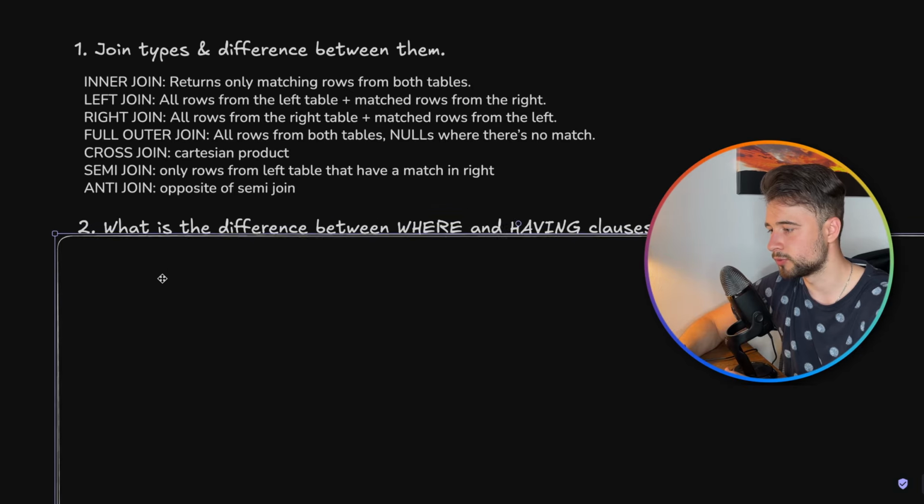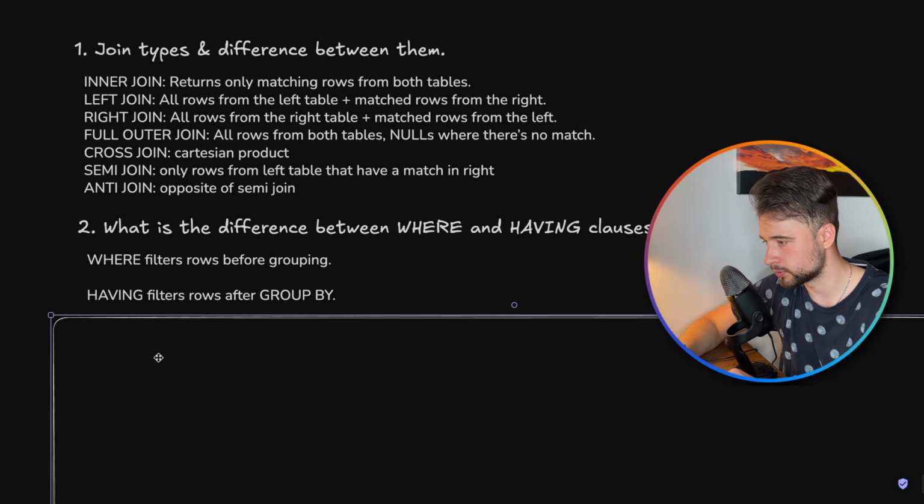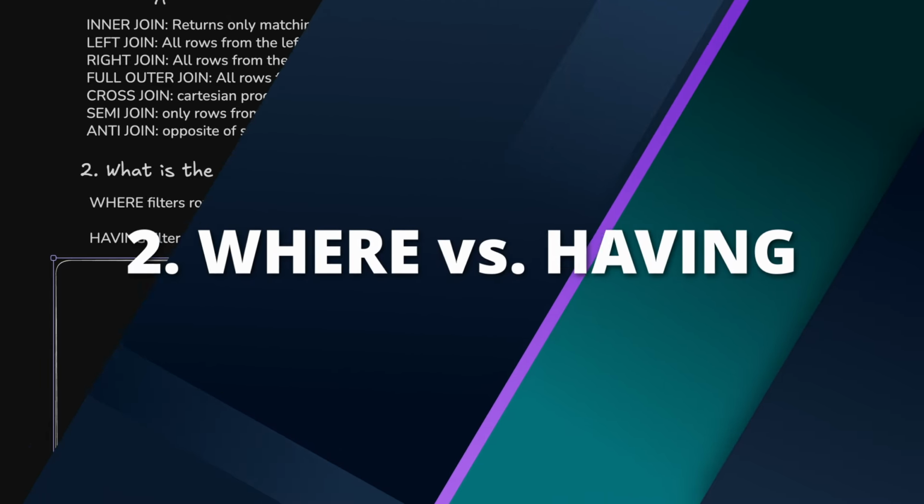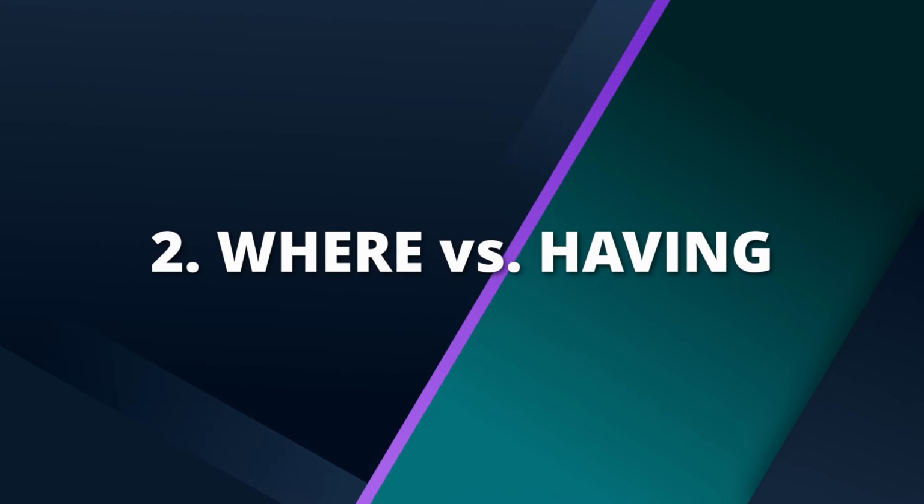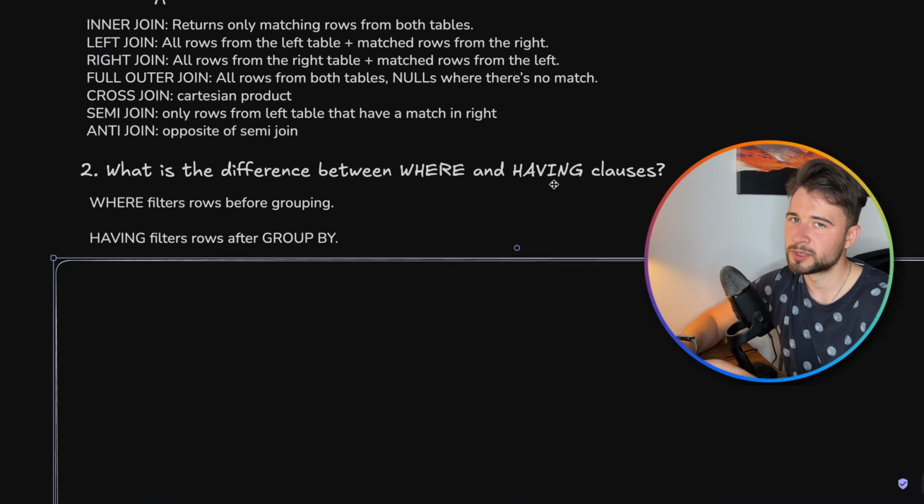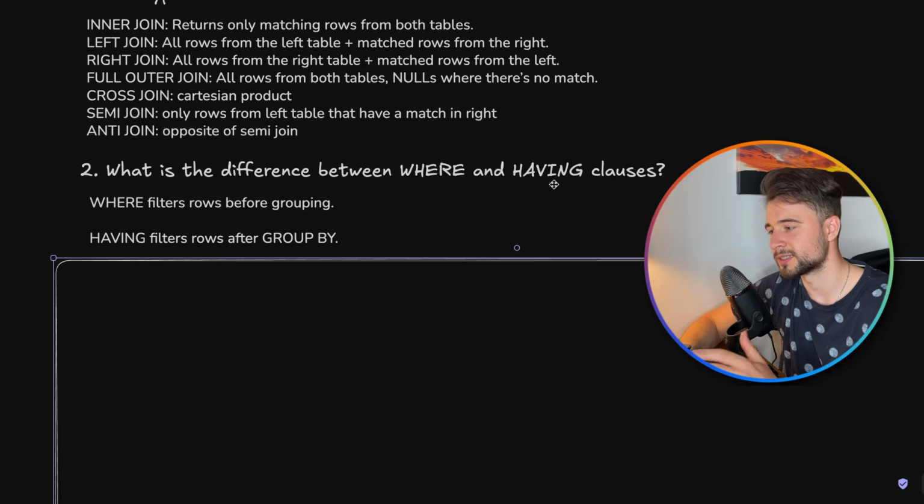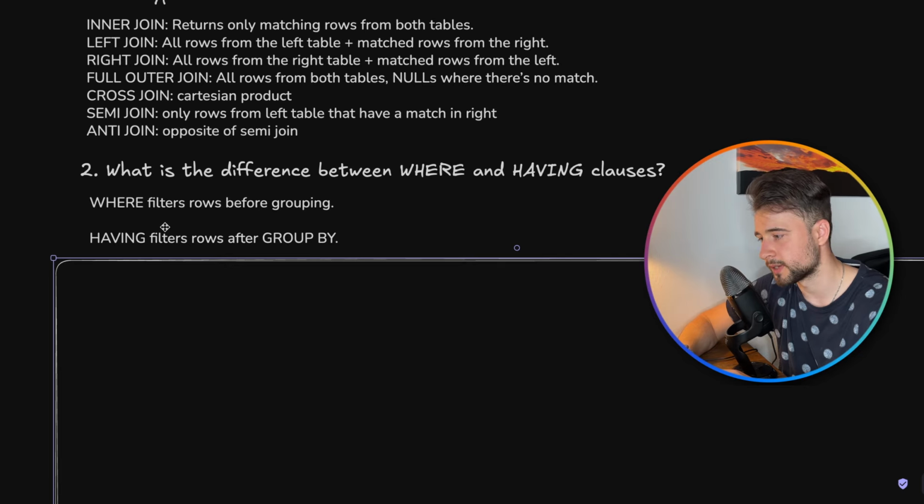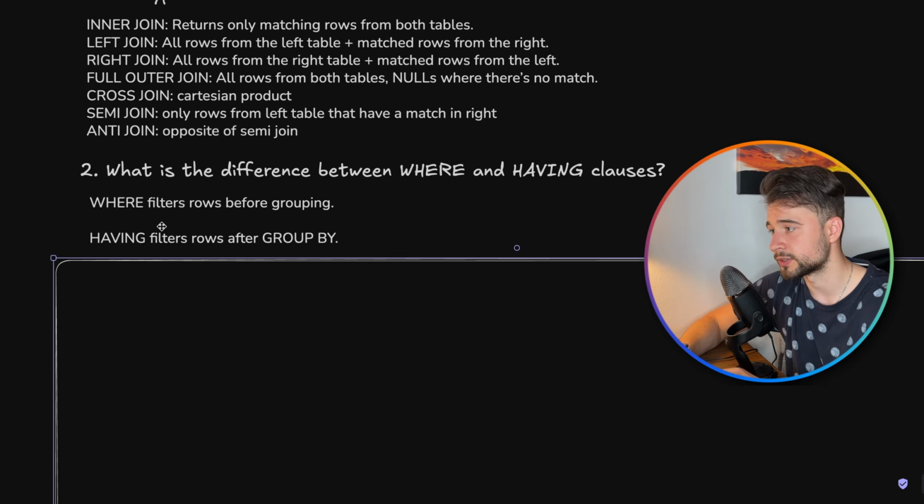Great, so moving on to question number 2. What is the difference between where and having clauses? Extremely popular question. I have asked it myself and I have been asked it a lot of times. And here is a quick answer. Where filters rows before grouping and having filters rows after group by.